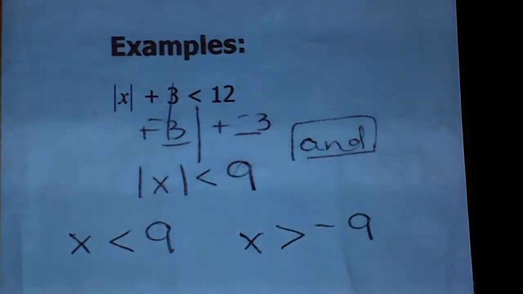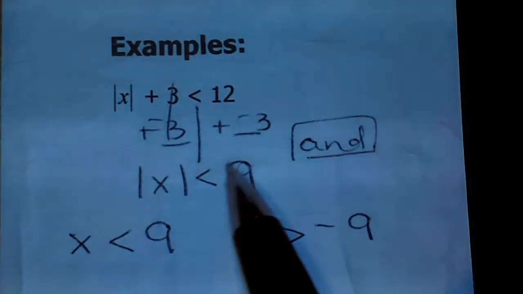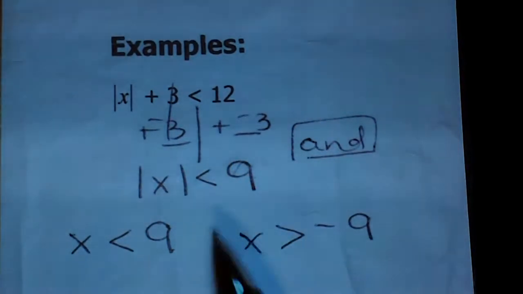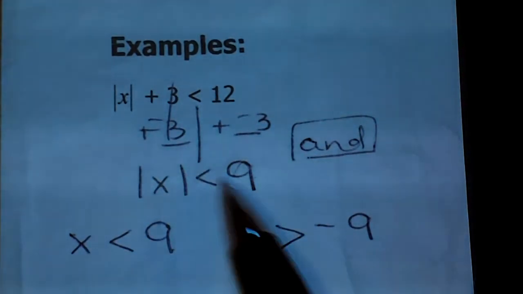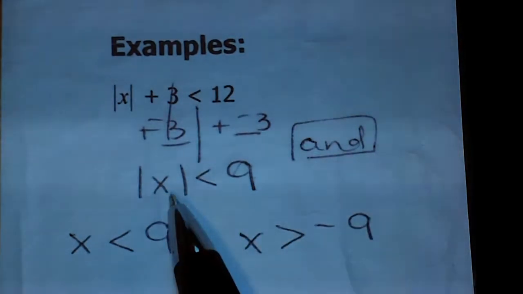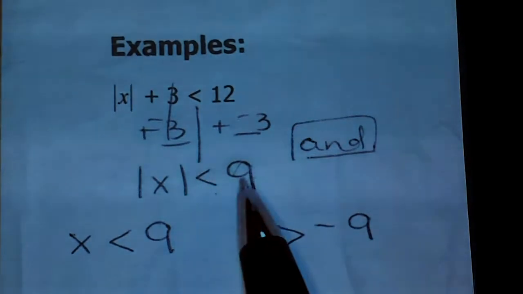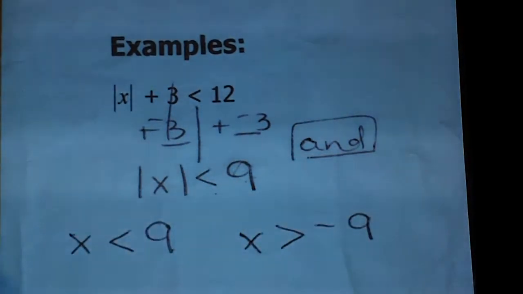So basically all we're doing is we're changing the direction of the sign and changing the sign of that number. So the first one, I just dropped the symbol. Yes, x is less than 9. Then we flip the sign. x can also be greater than negative 9. Because if we're saying that the distance between x and 0 is less than 9, from 0 to 9 will work, and from 0 to negative 9 will work, if you can kind of picture that.